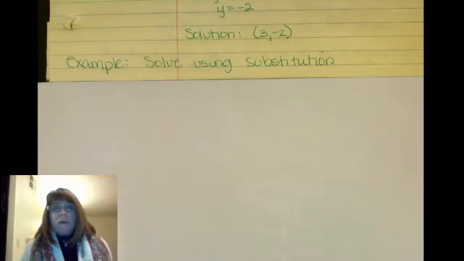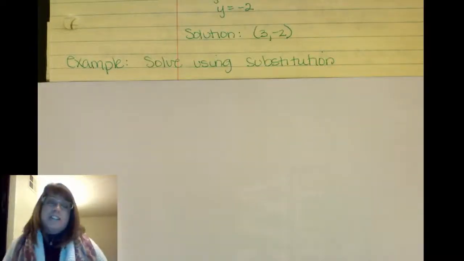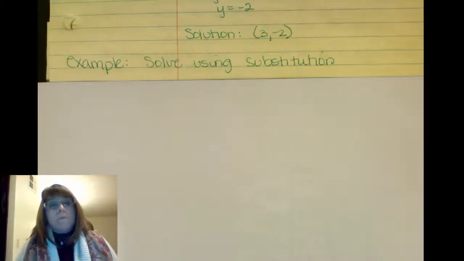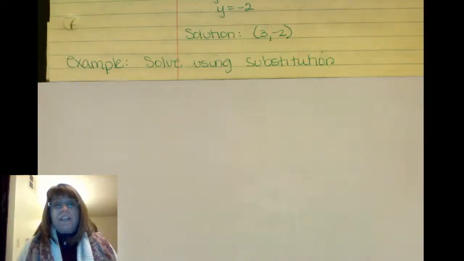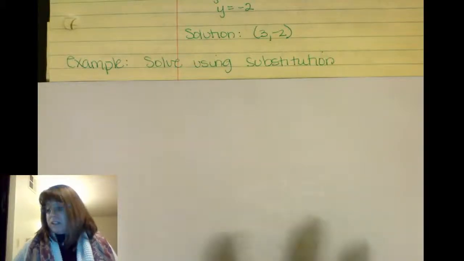It's pretty straightforward when I have one of my equations that's already solved for the variable. But if neither of my equations is solved for a variable, I need to choose one of them to solve for a variable. You can choose which one you want. Usually go for the easier one to solve.